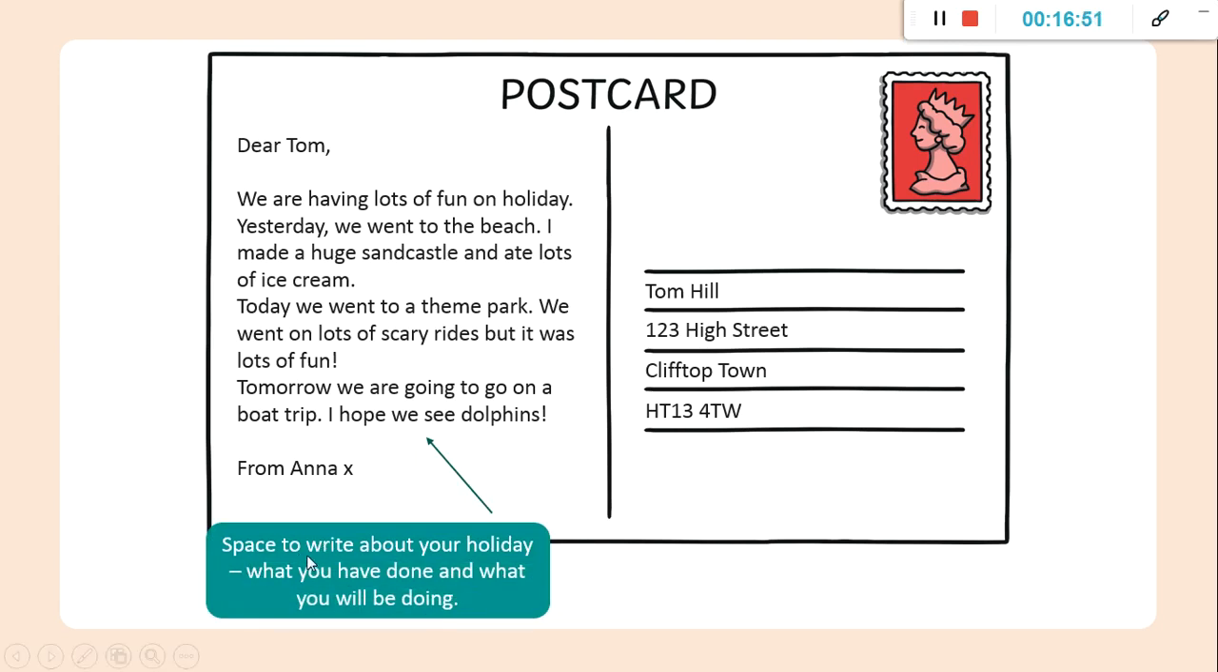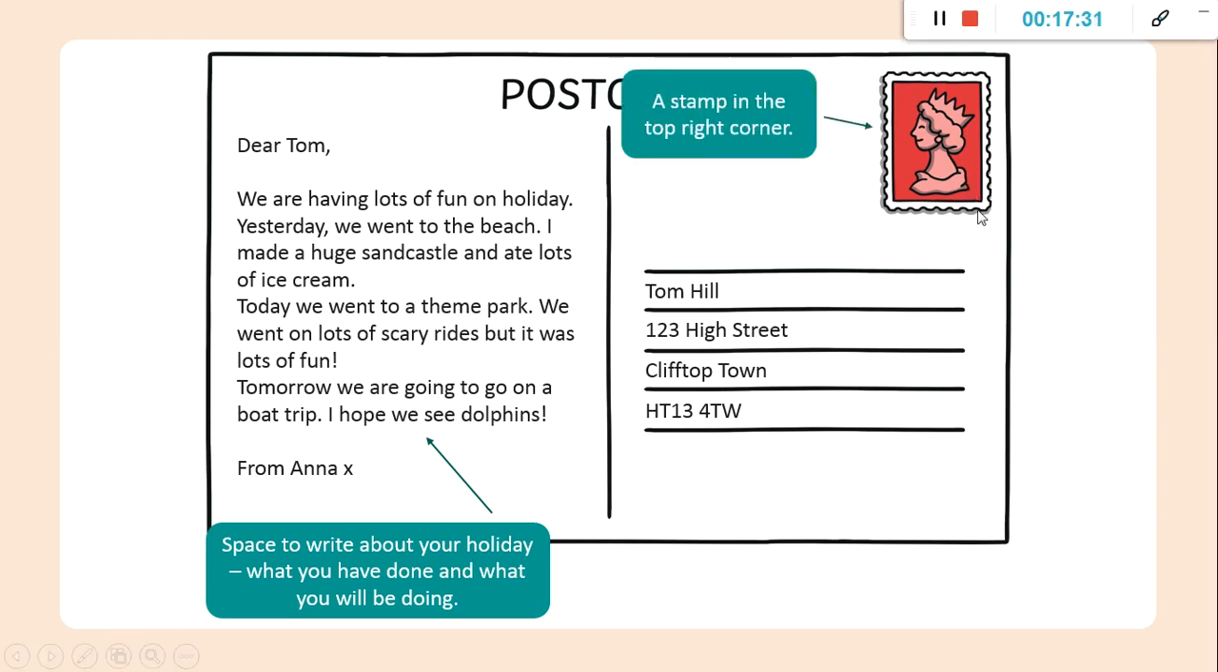So here there is a space to write about your holiday, what you've done and what you will be doing. So Anna is telling us what she's already done. So yesterday we went to the beach. Today we went to a theme park. So that's telling us what she's already done. So that's in the past tense. But then we've got tomorrow we are going to go on a boat trip. I hope to see dolphins. So it's also telling us something that we're going to be doing. So well done if you picked out that she's telling us about her holiday. Even better if you found that it tells us what she's done and what she'll be doing.